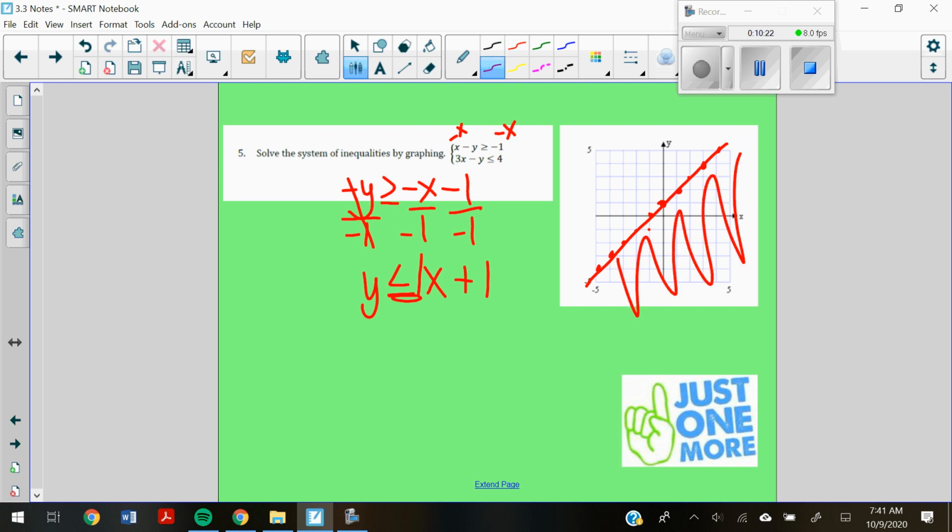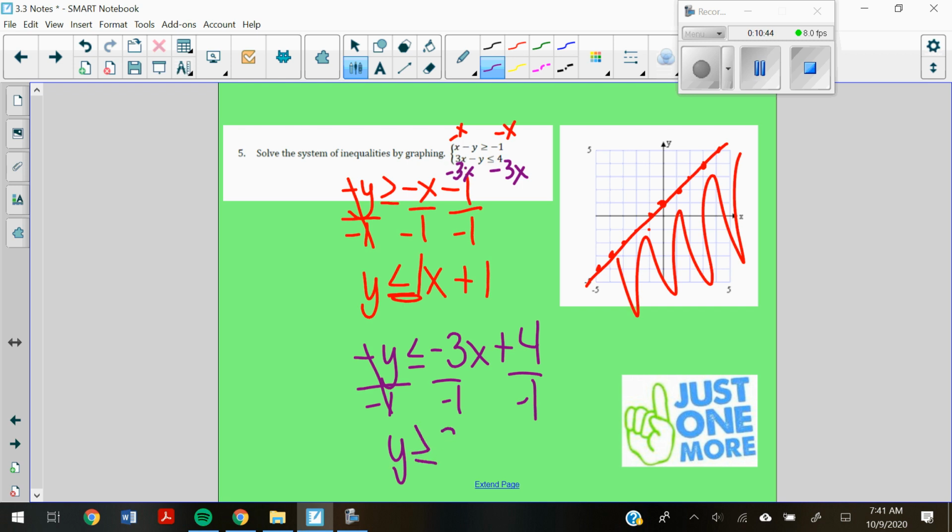All right, so now my bottom equation, I'm going to subtract 3x over. So again, don't drop that negative. So we're going to get rid of it by dividing by -1. Okay, so we have y. Ooh, we divided by a negative, so flip the sign. It becomes 3x minus 4. So my y-intercept is down 4, 1, 2, 3, 4, and my slope is up 3 over +1.